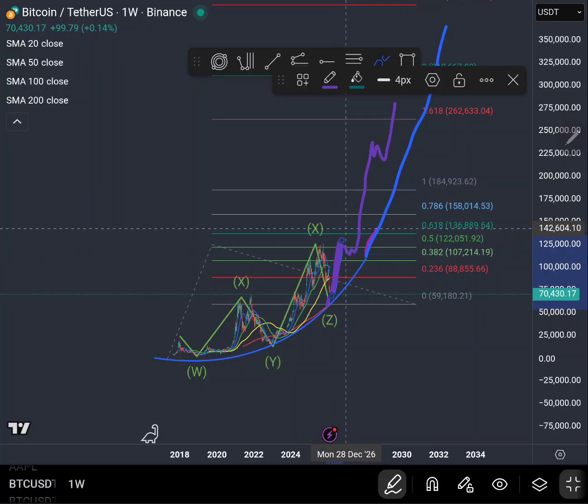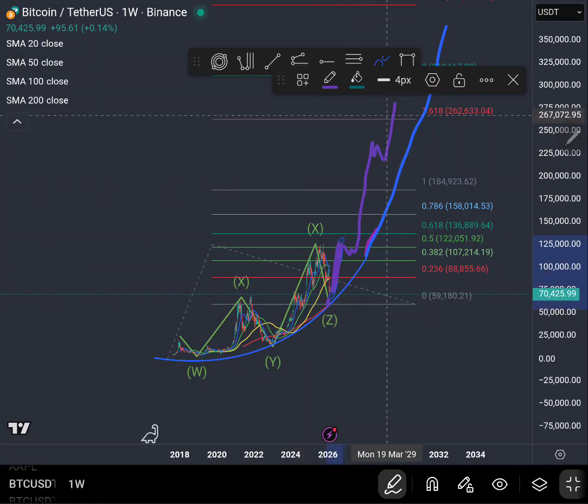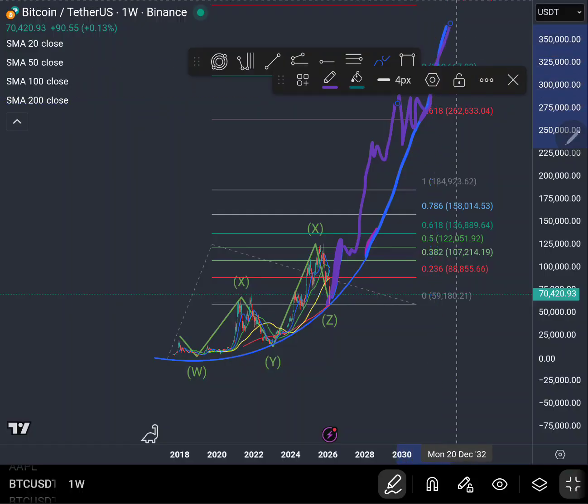Okay, so I'm expecting a big move up. And then obviously, when it gets up here, you have a big wave 4, probably something like that. And then it will shoot off again and go a lot higher, and it's going to follow a curve.